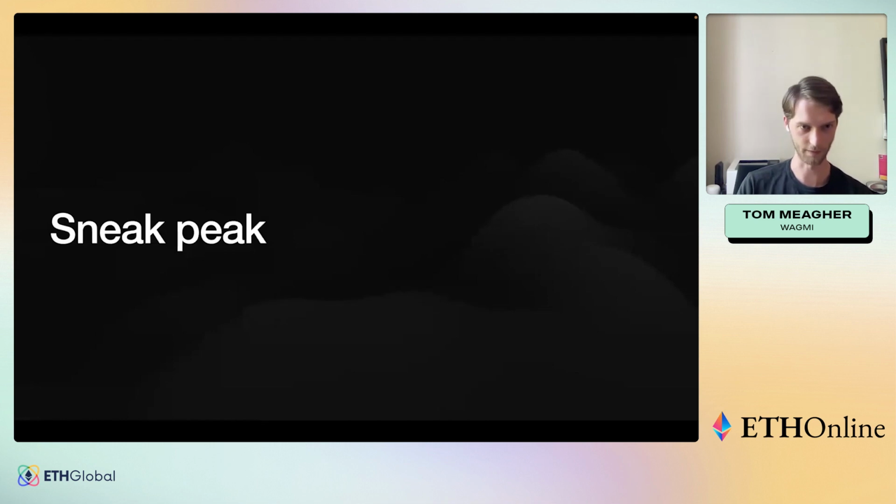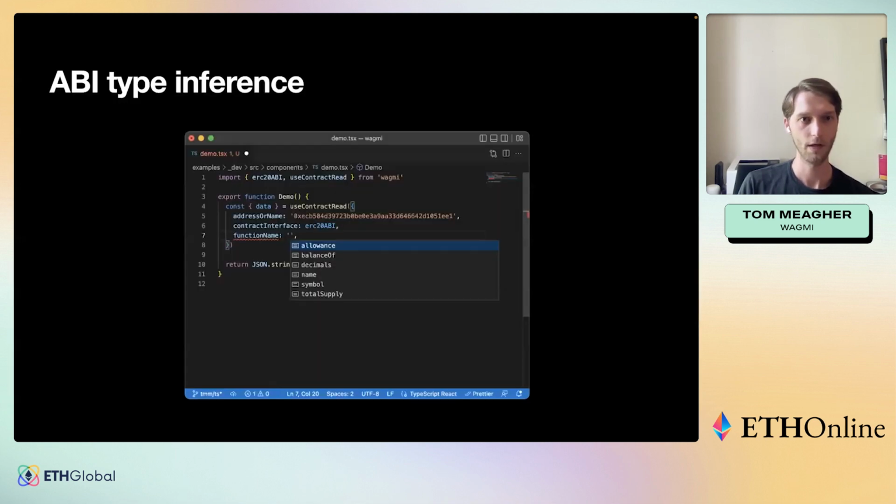So lastly here, I wanted to go over a quick sneak peek of something that I'm really excited about. I think it's going to make it a lot easier for folks to work on their apps, make sure everything is more safe and easier to get started working with contracts. So this is some ABI type inference. There are great tools out there, one of them TypeChain, which you can use to generate types at compile time.